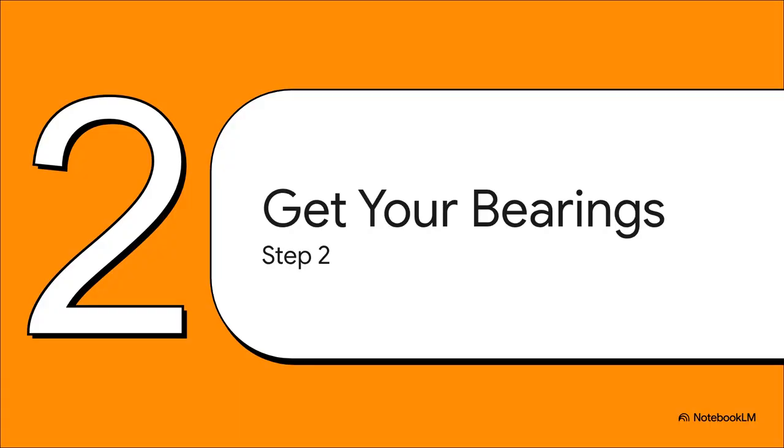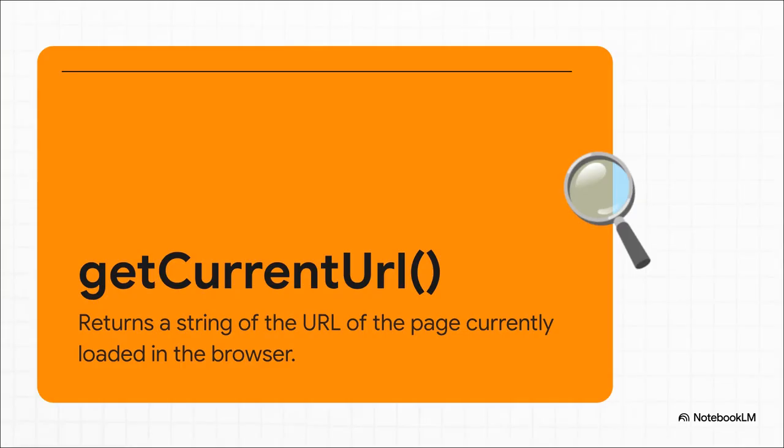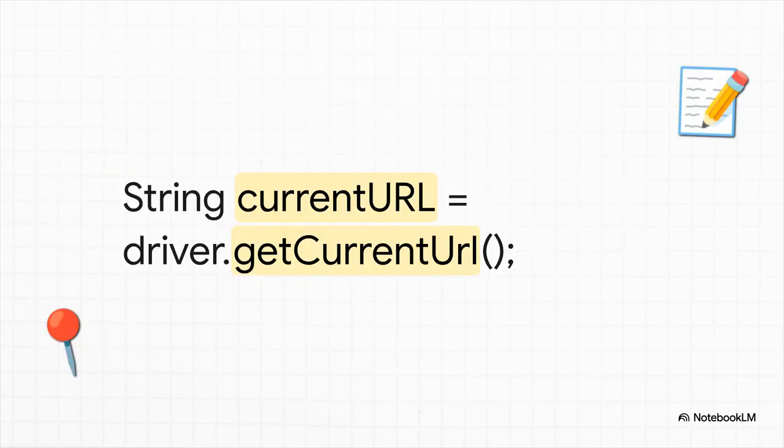All right, we've launched the browser, we've gone to a page, but how do we know we're actually in the right place? The next logical step is to get our bearings and just verify our location. The getCurrentURL method does exactly what it sounds like. It just grabs the URL of the page you're on right now. And this isn't just for your information. This is like your first line of defense in a test. You use this to make absolutely sure your script landed on the correct page before you try to do anything else. It's crucial.